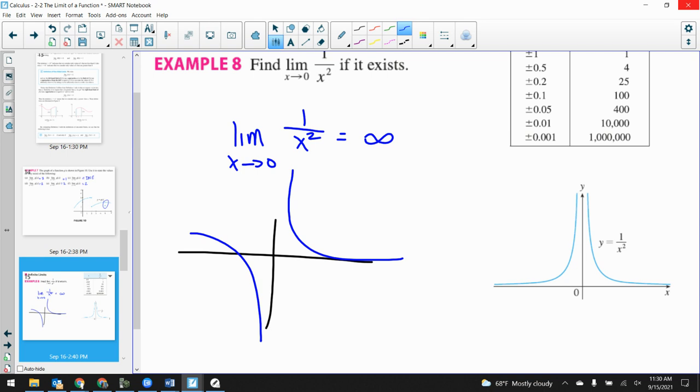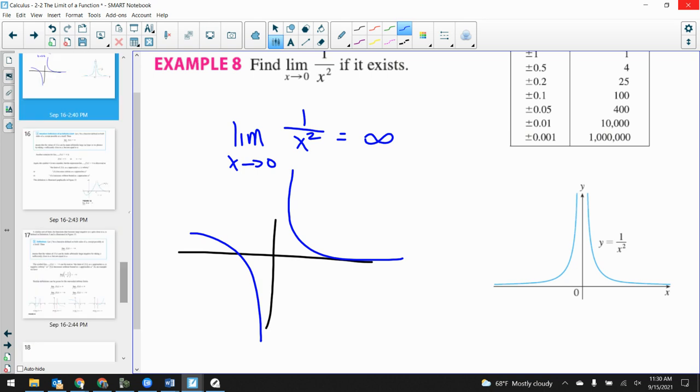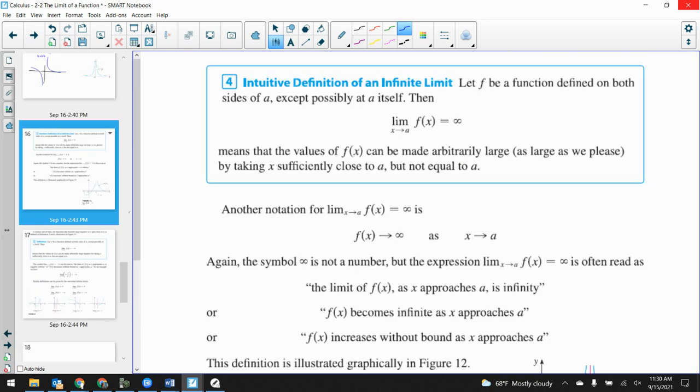The left side limit does not match the right side limit, so therefore the limit would not exist. So I guess you could say that it does go to both, but you just have to specify left side or right side. And I think I get to that in a little bit too. So this is the intuitive definition of an infinite limit.